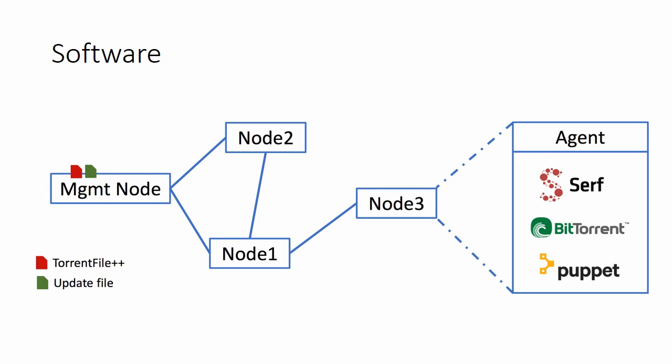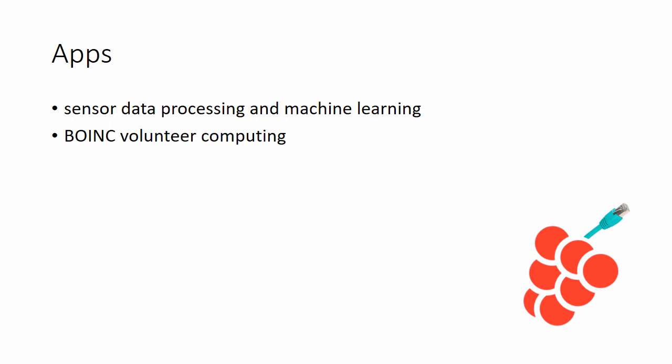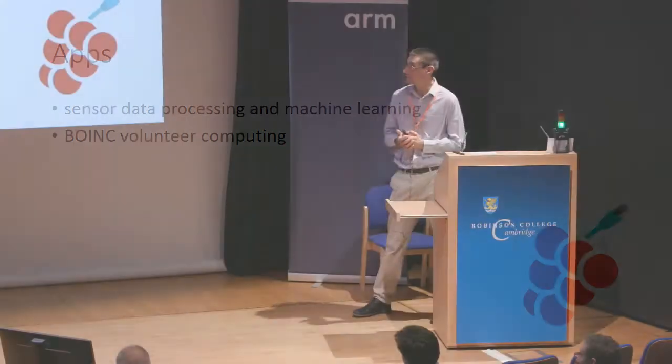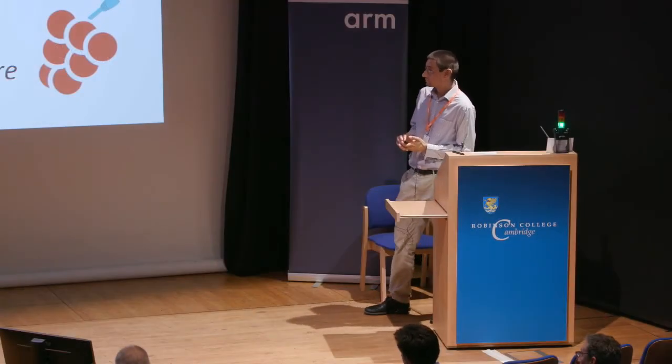So this infrastructure is currently being created and tested in our testbed at the moment. And then the kind of applications we might want to run on top include things like machine learning at the edge, volunteer computing, and so on.